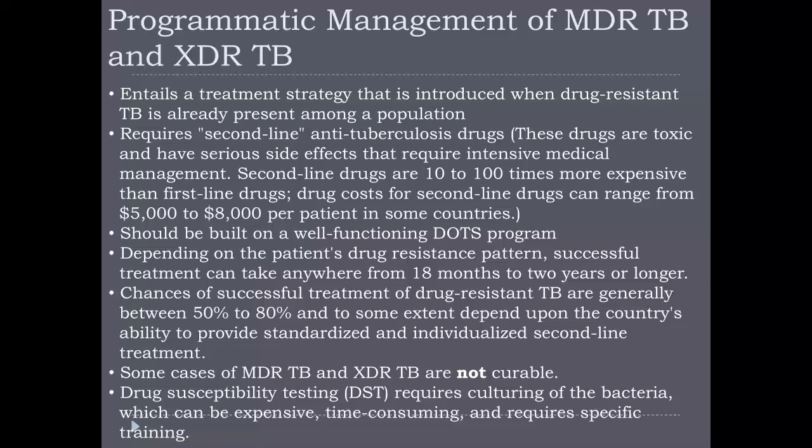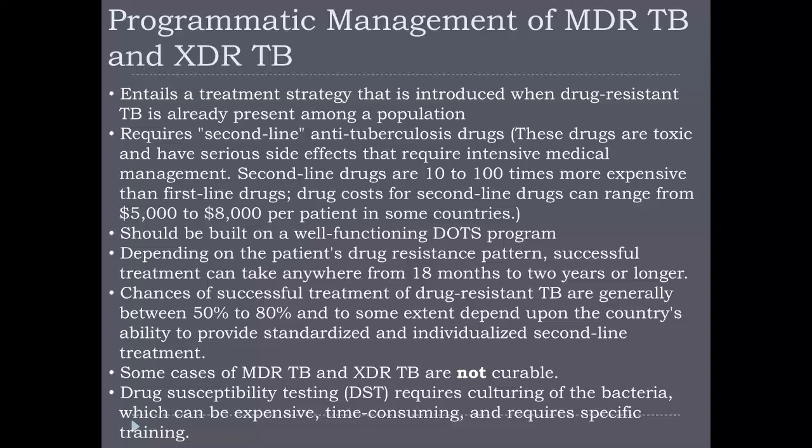So we talked about some of the issues about MDR and XDR. Just be aware that it entails a strategy that is much more complicated. It uses the second-line drugs. They're much more toxic. They have more serious side effects, and they're much more expensive. The average MDR case can cost between $5,000 and $8,000 per patient to treat. Just as a comparison, the average regular drug-resistant TB is only a couple hundred dollars to treat. If you start getting into XDR territory, that price goes up even further.